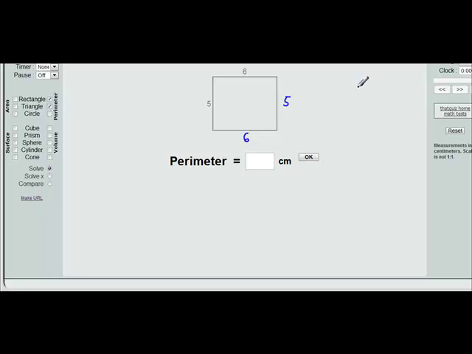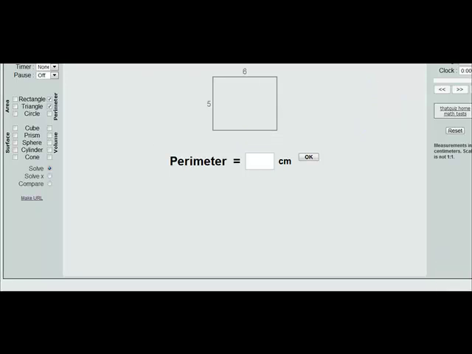5 plus 5 equals 10, or we could just line them all up and add. 5 plus 5 is 10, so I know that's 10. 6 plus 6 is 12, and 10 plus 12 equals 22. Notice how I grouped my sides, so I didn't write 5, 6, 5, 6. I grouped them so that it makes it easier for me to add up. So the perimeter for this figure is 22.